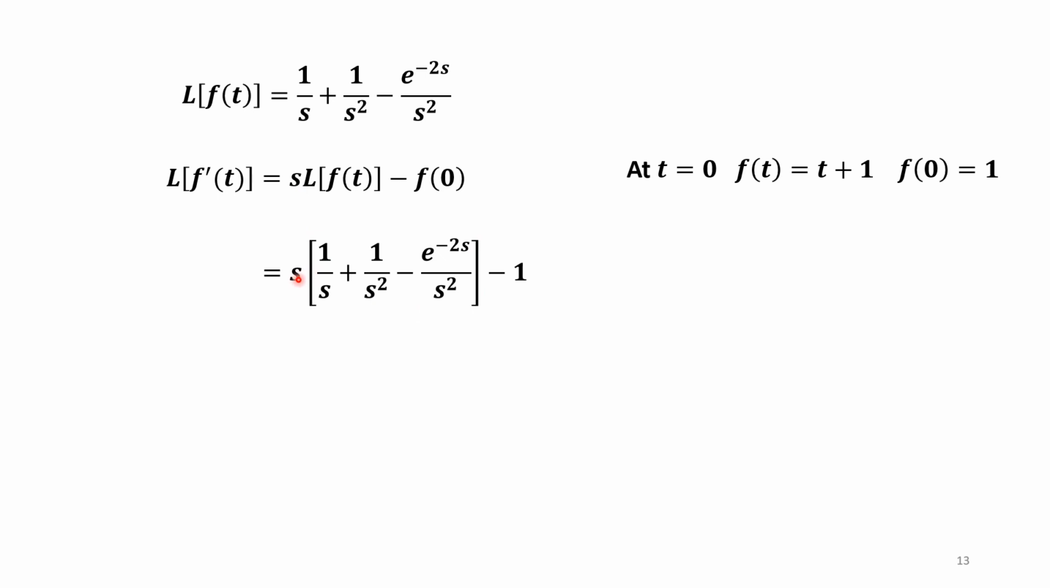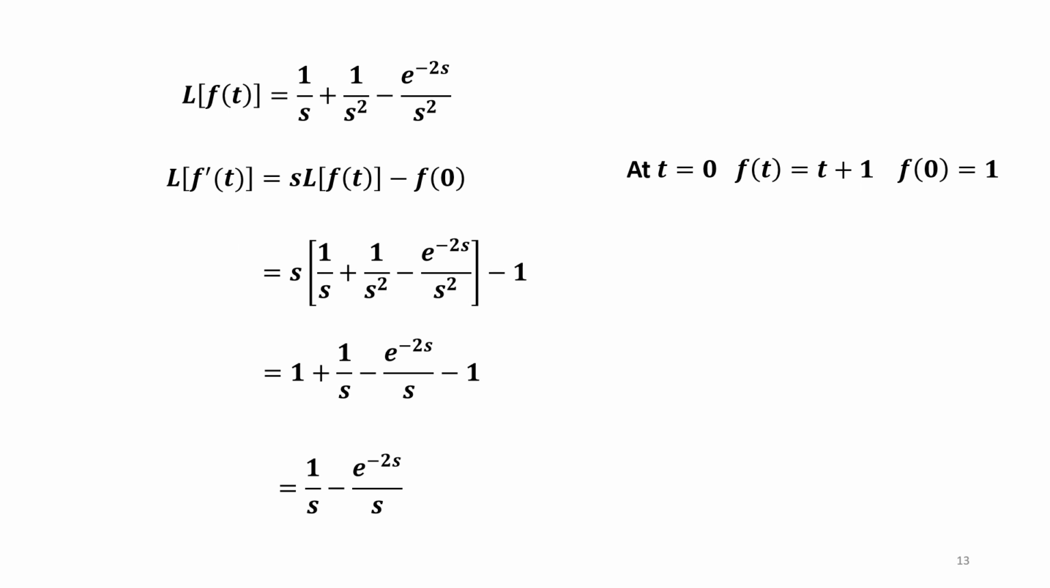L of f of t is this, and using the formula, take s inside. So 1 by s, e raised to minus 2s upon s, and minus 1. Again, this 1 and minus 1 will get cancelled. We will have 1 by s minus e raised to minus 2s upon s. This is L of f dash of t. Next, we have to calculate L of f double dash of t.